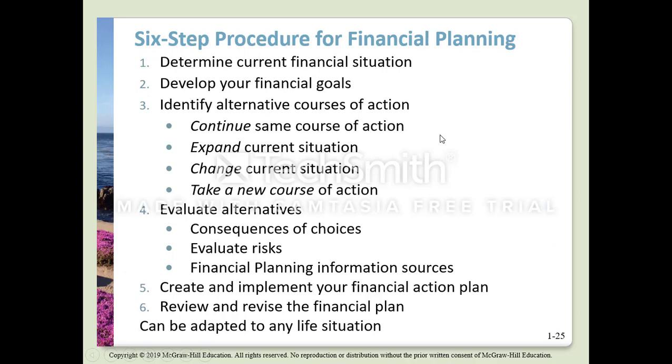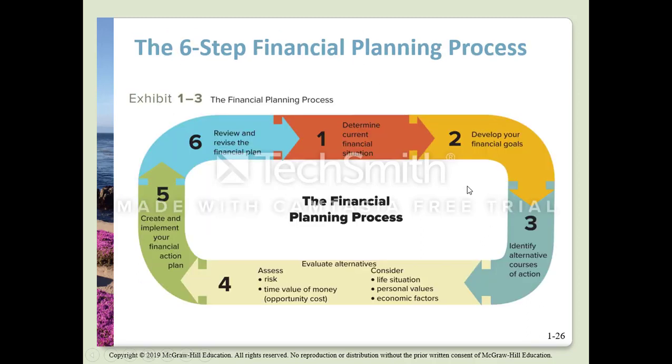So there's a 6-step procedure for financial planning. Determine your current financial situation, develop your financial goals, identify your alternative courses of action, evaluate alternatives, create and implement your financial action plan, and then review and revise the financial plan. And here is a visual, or a flow chart you might call it, of those 6 steps.